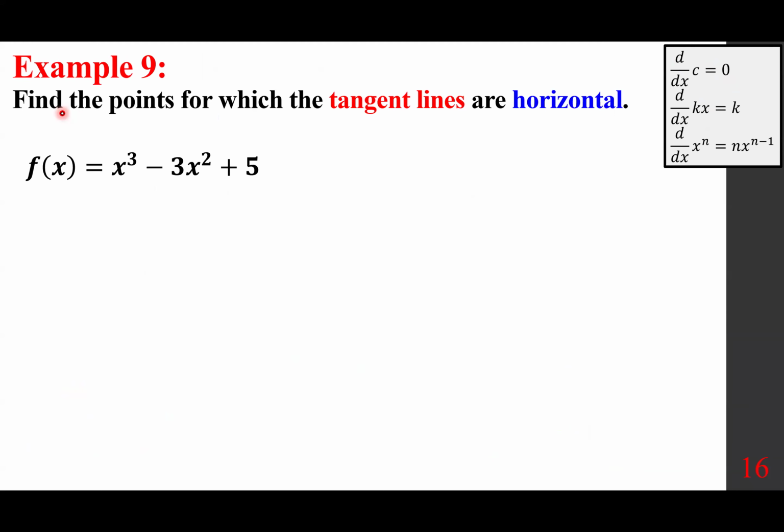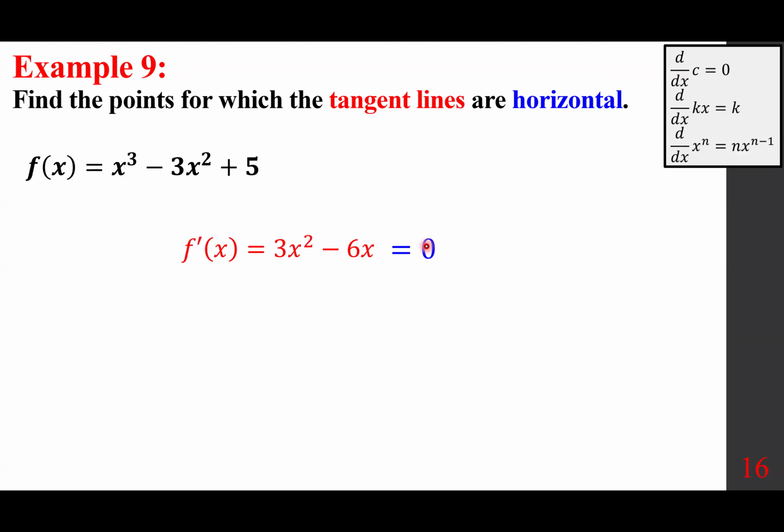Find the points for which the tangent lines are horizontal. Recall, to get to the tangent lines, you need to find the slope of tangent lines. To find the slope of tangent lines, you have to differentiate. So first, let's differentiate this. So f prime is 3x squared minus 6x. And then they should represent the slope of horizontal lines, and the slope of any horizontal line is 0. Because of that, you set it equal to 0 and you solve.